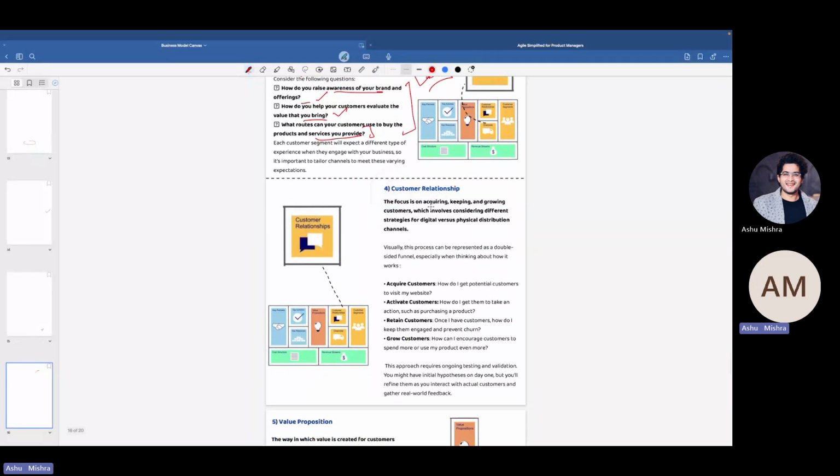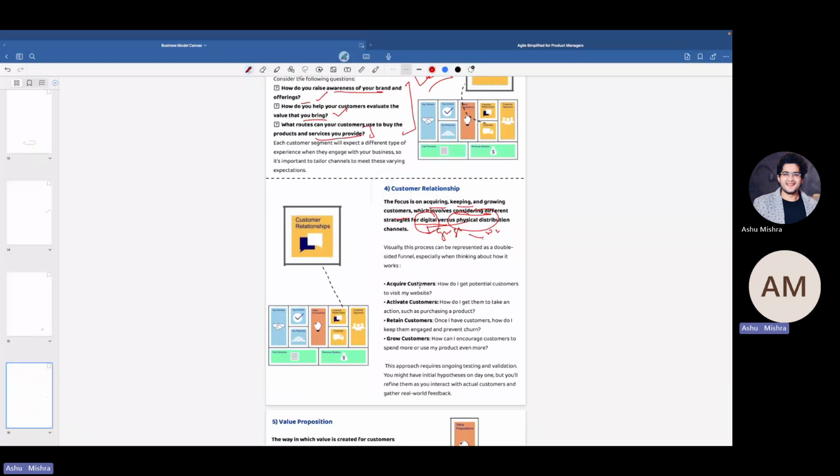Now, with channels discussed, let's go to the customer relationship, which is just above the channels, guys. The customer relationship focuses on acquiring, keeping, and growing customers, which involves considering different strategies for digital versus physical distribution channels. For example, guys, for Google the strategy will be different, right? Because it is in a digital space, whereas a company like Walmart or IKEA will have a different kind of strategy. However, both will have a single goal, which is to foster and strengthen their customer relationship, guys.